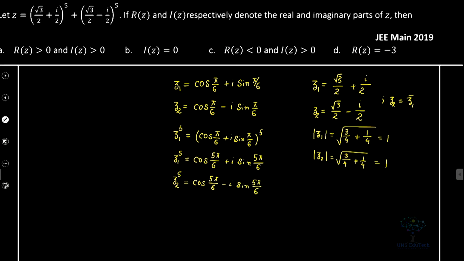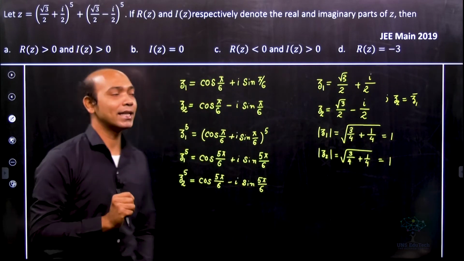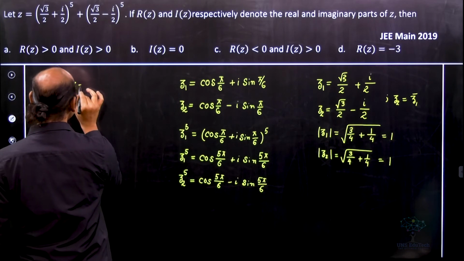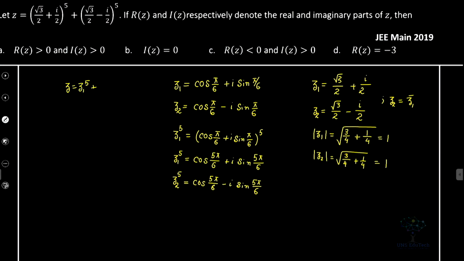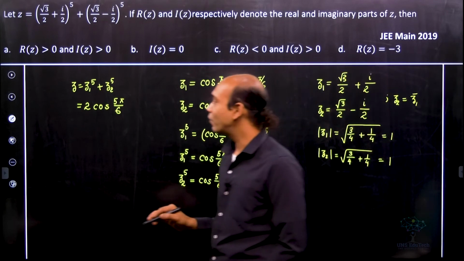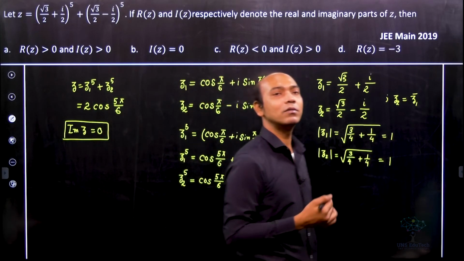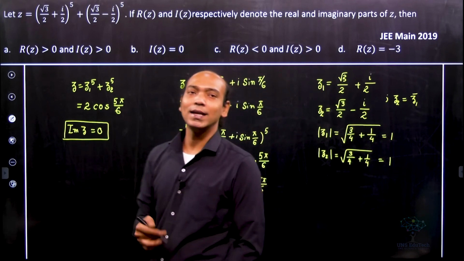That's it. Now what we ask is our complex number z, which is z1 to the power 5 plus z2 to the power 5. So z is equal to z1 to the 5 plus z2 to the 5. If we add them together, this is 2 times cos of 5 pi by 6, and that's it. So there is no imaginary part of z. Therefore, in this particular problem, the imaginary part of z is 0. Or in another way, we can calculate the value of z as well. Let's do that.